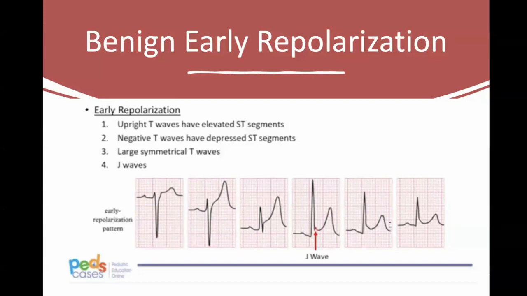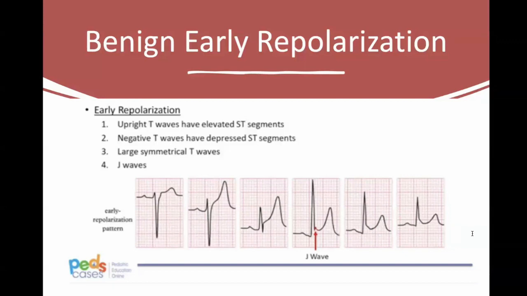Another normal ST variation in the pediatric ECG to take note of is benign early repolarization. In benign early repolarization, the leads with upright T waves have elevated ST segments, and the leads with negative T waves have depressed ST segments, and the T waves are usually taller than normal.